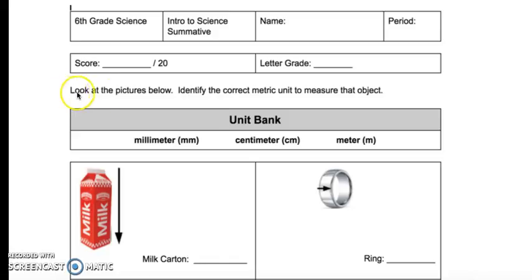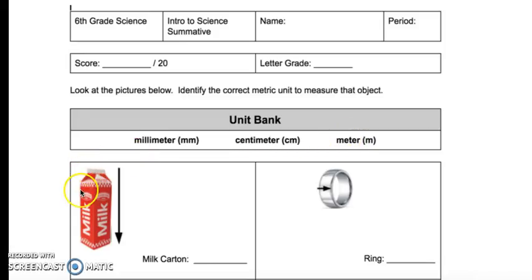Then let's take a look at the directions. It says look at the pictures below. There are 6 pictures in the boxes below. Identify or find the correct metric unit. Remember, we are in science, we're using metric. So which metric unit will be used to measure that object? You're going to use 3 from this box. You're either going to use millimeter, centimeter, or meter to write these words on the lines below.